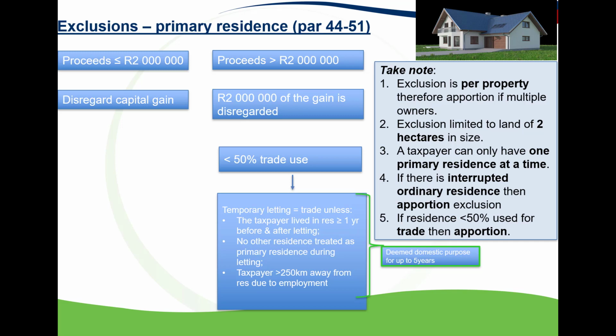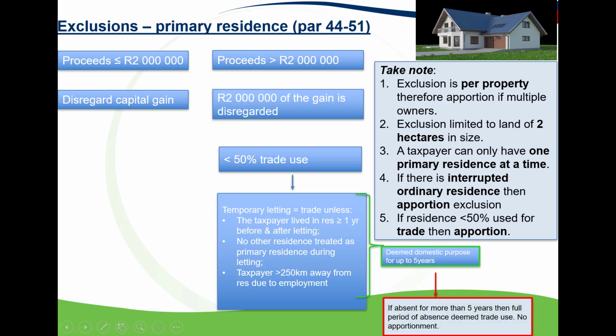So if the project takes longer than 5 years, then the full period of absence is deemed to be trade use. So that is if they let the property, right? So the full period of absence will be deemed to be trade use. The portion used for trade should not exceed 50%. Otherwise, the property will not qualify for the primary residence exclusion.